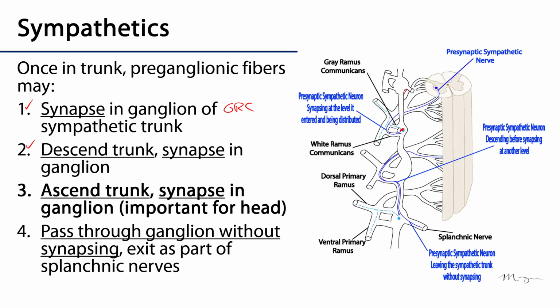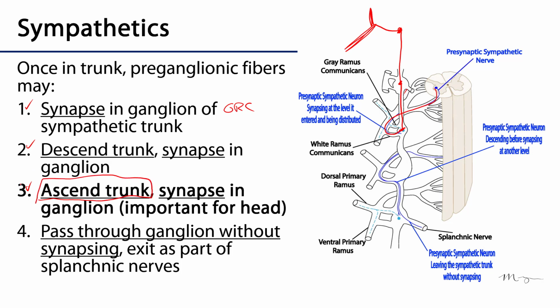Let's erase this. The third thing that it can do is come to the trunk. Well, there's the preganglionic fiber. Come to the trunk, and then it can ascend and synapse, or continue to ascend and synapse before returning via a gray ramus communicans to the spinal nerve via the ventral primary ramus, but also distribute to the dorsal primary ramus.